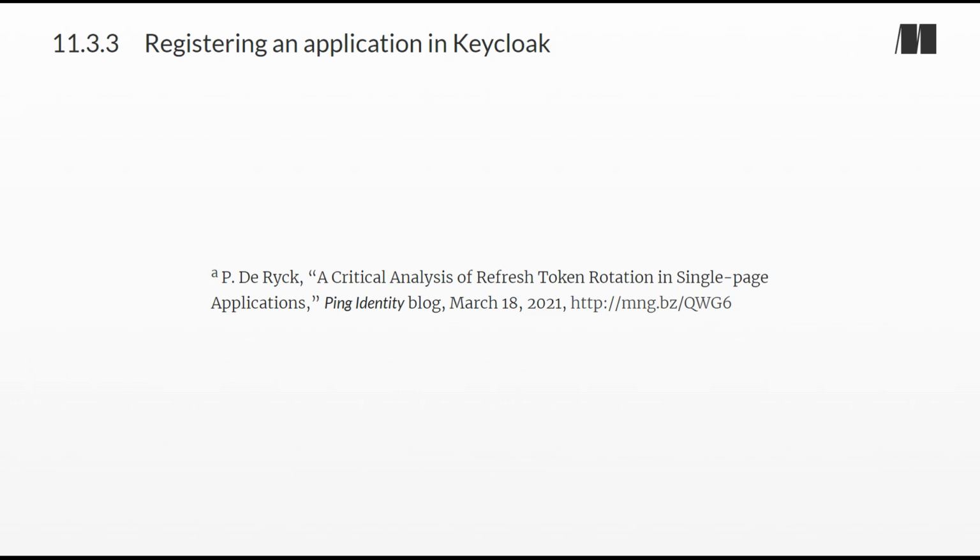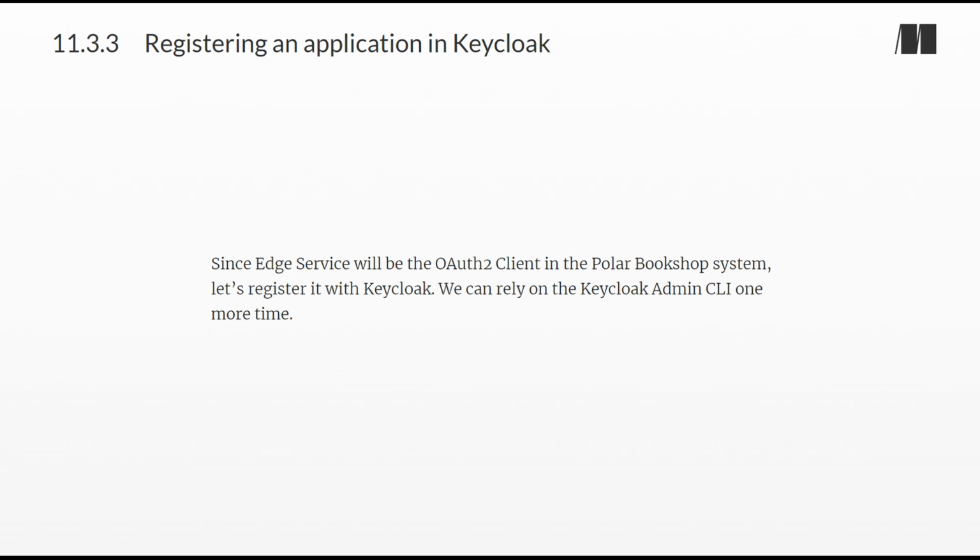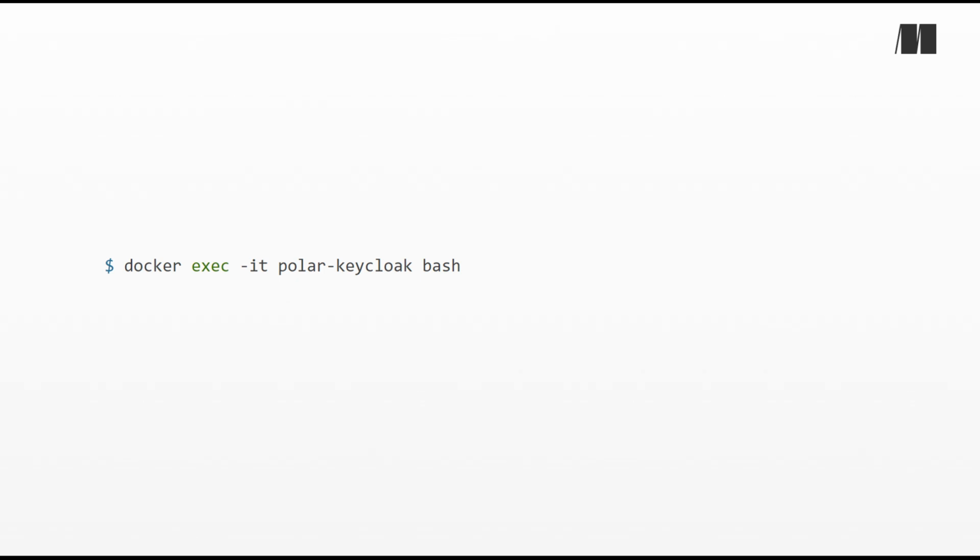See this link. Since Edge Service will be the OAuth 2 client in the Polar Bookshop system, let's register it with Keycloak. We can rely on the Keycloak admin CLI one more time. Make sure the Keycloak container you started earlier is still running. Then open a terminal window and enter a bash console inside the Keycloak container. See this code? Next, navigate to the folder where the Keycloak admin CLI scripts are located.